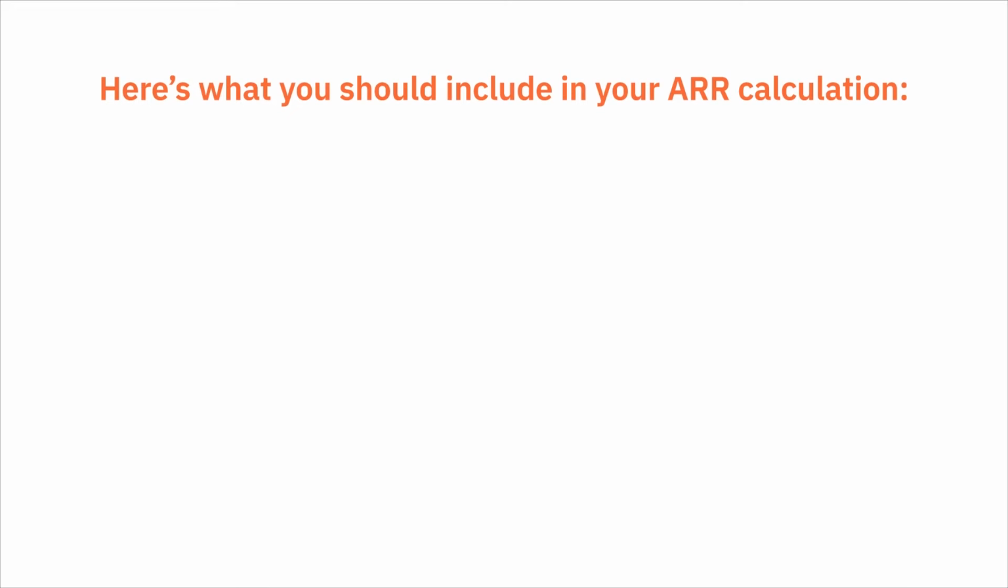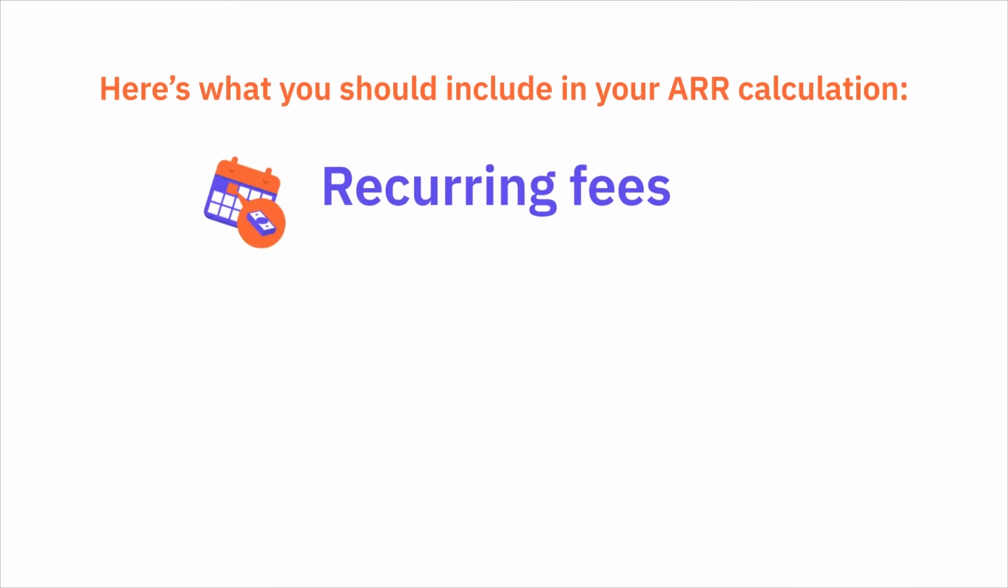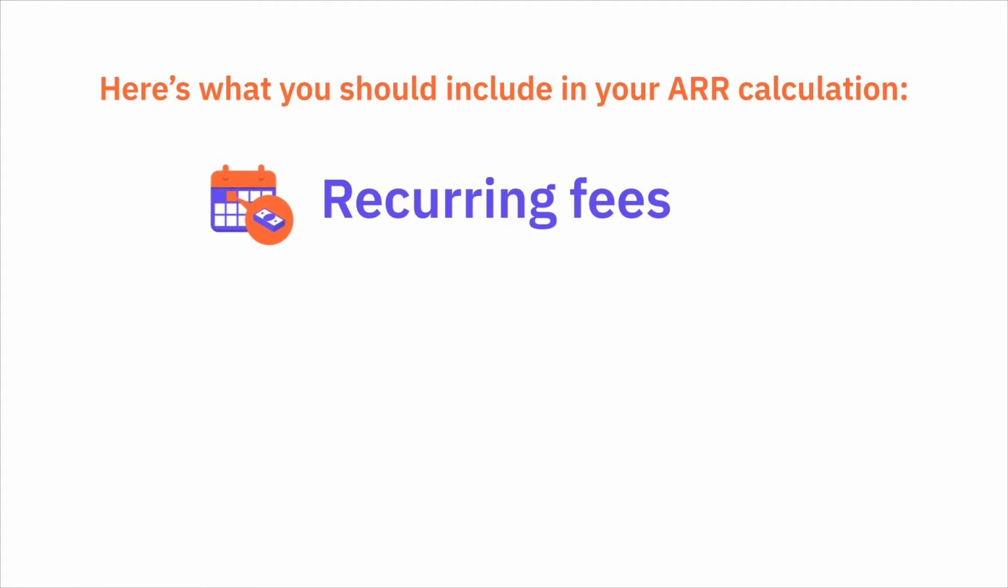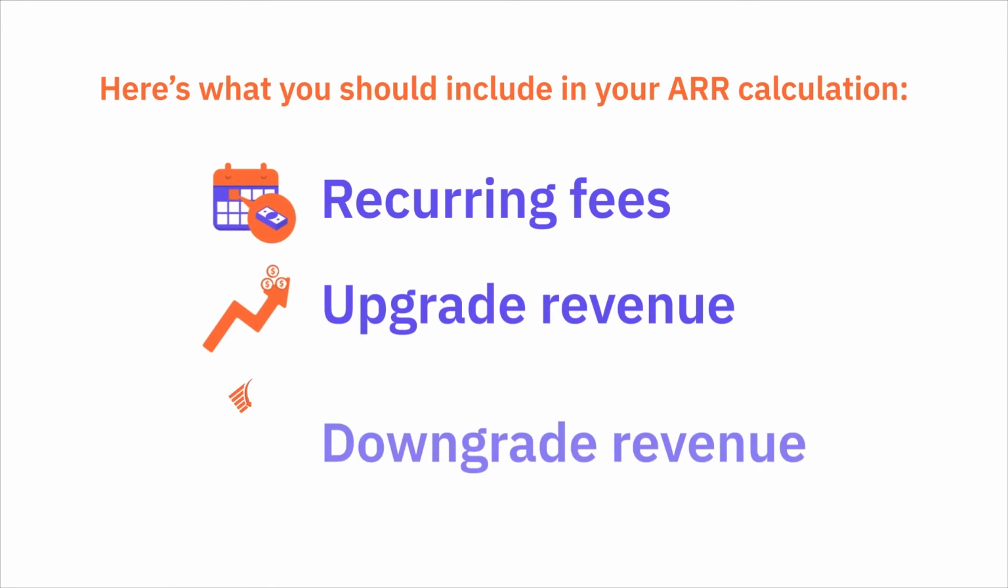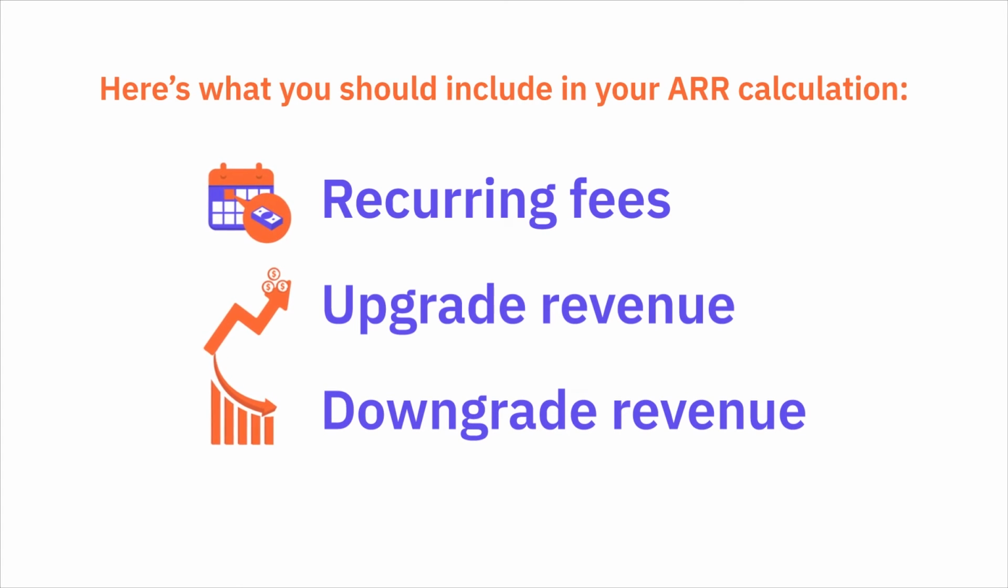While this seems relatively straightforward, it's important to know whether all the charges included in the contract value are recurring. Here's what you should include in your ARR calculation. Include recurring fees, such as recurring subscription charges per user or seat. Add in any upgrade revenue. If a customer upgrades to a higher value plan, it increases recurring revenue. Take away downgrade revenue. If a customer downgrades to a lower value plan, it results in MRR churn and reduces recurring revenue. Just like in the MRR calculation, exclude one-time fees, setup fees, and non-recurring add-ons.